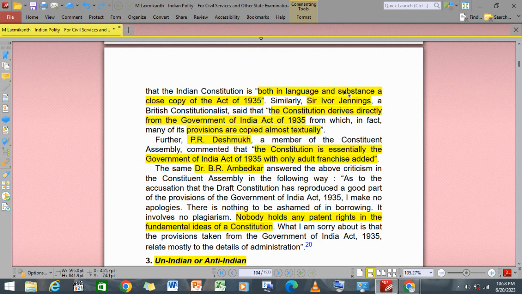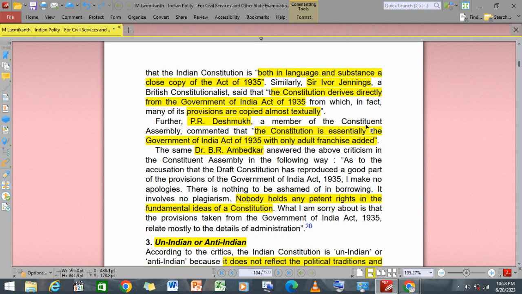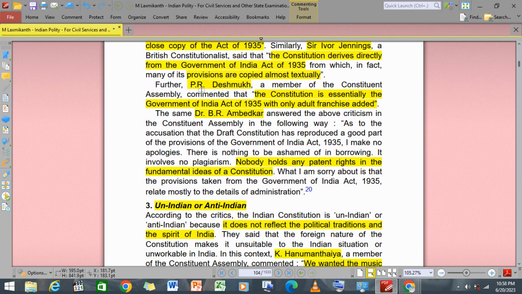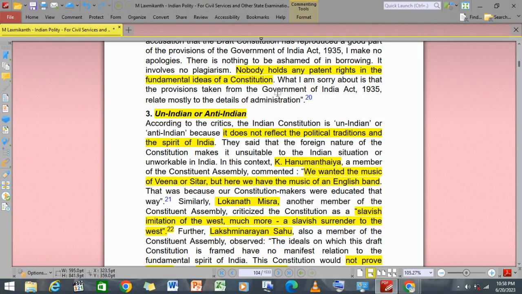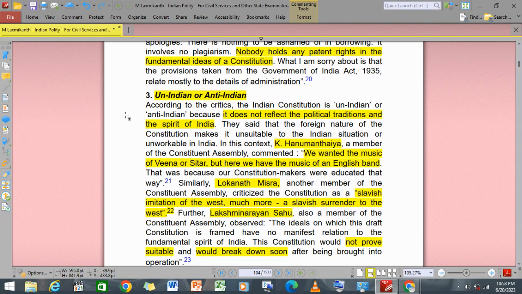Then Sir Ivor Jennings said that the constitution is derived directly from the Government of India Act, and its provisions are copied almost textually, meaning everything is copied. And we have P.R. Deshmukh, who said that the constitution is essentially the Government of India Act of 1935 with adult franchise added. And Dr. B.R. Ambedkar said that nobody holds any patent rights in the fundamental ideas of the constitution, right?